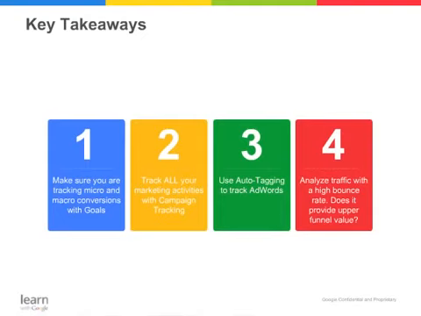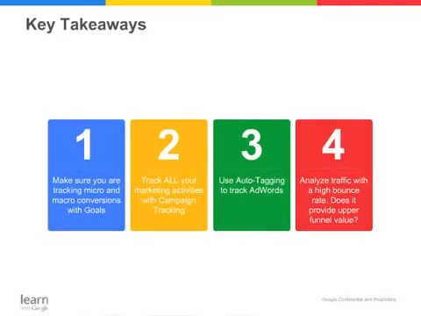First of all, make sure you're identifying your business objectives and you're tracking micro and macro conversions. Make sure you're tracking all your marketing activities with your campaign tracking, and make sure you have AdWords and Analytics linked. Auto tagging in Analytics is highly recommended. Makes it easy to track your AdWords. And finally, analyze your traffic.